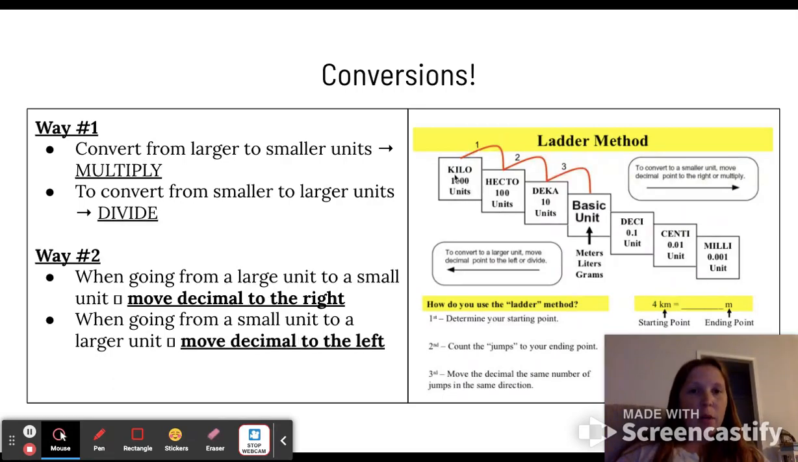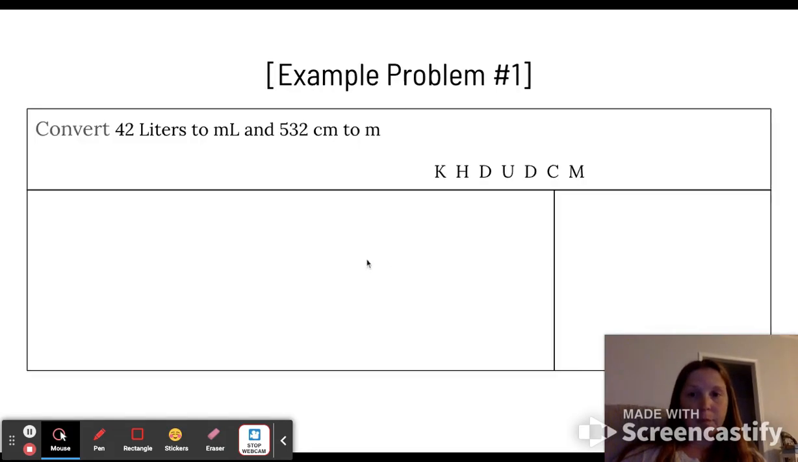Let's say we wanted to go from kilo to base unit. Kilo is a bigger unit than base, so we're going large to small, and we're going 1, 2, 3 to the right. So we would move our decimal place 1, 2, 3 to the right. If we were at milli and wanted to go to base units, so we're going from small to large, we would be going 1, 2, 3 to the left.